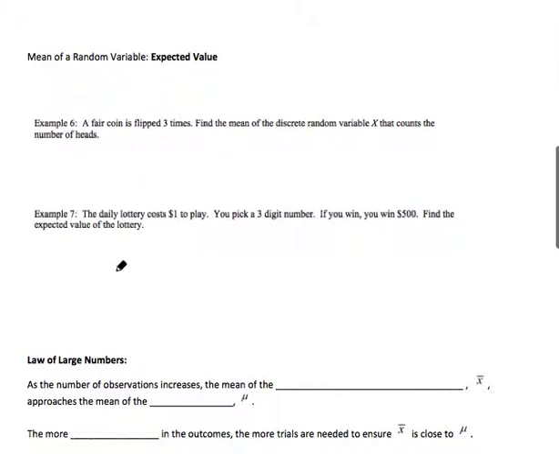So I have two examples here. A fair coin is flipped 3 times. Find the mean of the discrete random variable that counts the number of heads. Well, first we need to figure out the probability of flipping a head. So I flip a coin. We're going to make a small tree diagram. I flip a coin and I get either heads or tails. I'm going to flip it 3 times, and each time I can get heads or tails. There's a cookie jar problem on your homework that is similar to this one.